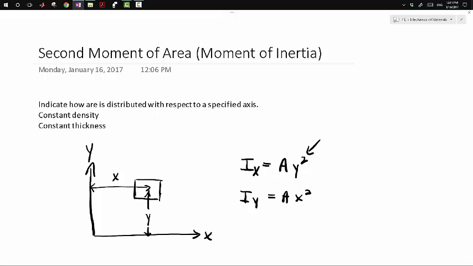For when we're finding centroids, we use the first moment of area. That's why the equation was x bar times the sum of A equals the sum of the little x bars times A. So that was just the distance to the first power. But for second moment of area, we square the distance to the axis.